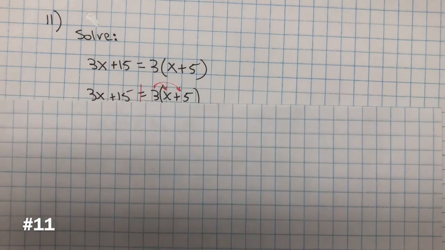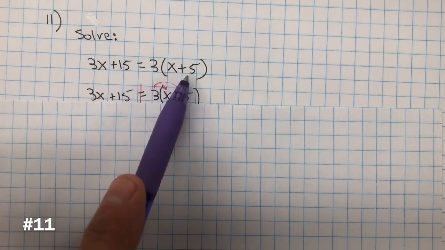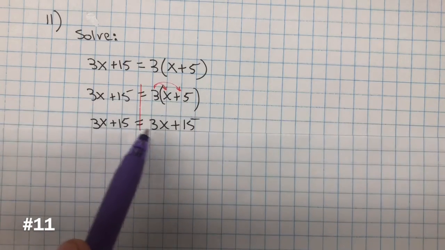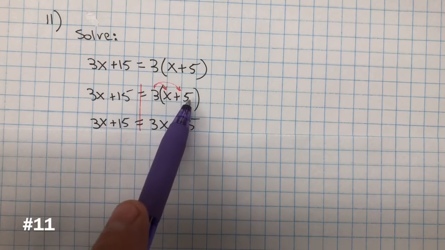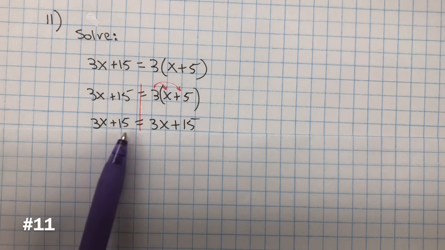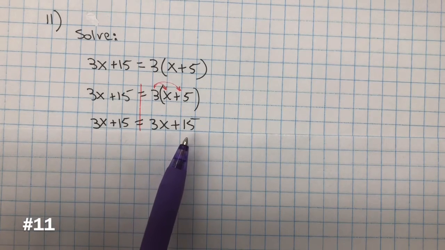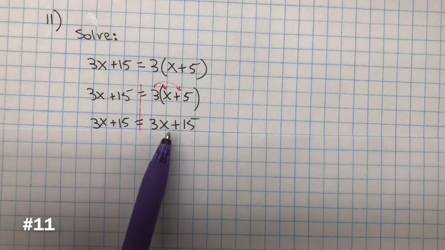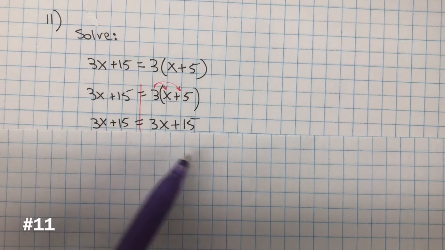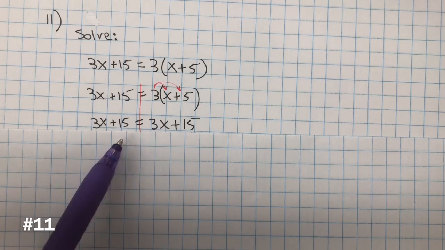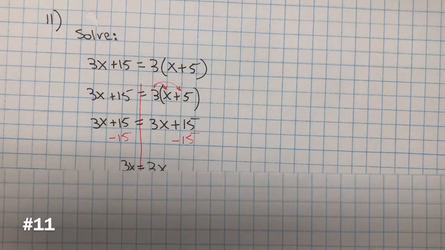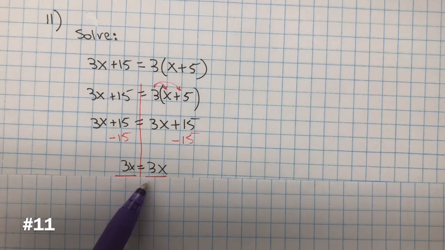For number 11, I need to solve the equation. First, I'm going to solve by distributing the terms on the right. So 3 multiplied by x is 3x. 3 multiplied by 5 is positive 15. Now you can see I have 3x plus 15 equals 3x plus 15. Well, the left side equals the right side. So if you didn't see that, let's go ahead and simplify the rest of the equation. So I'm going to subtract 15 from both sides. 0 pair, 0 pair. And I'm left with 3x equals 3x.